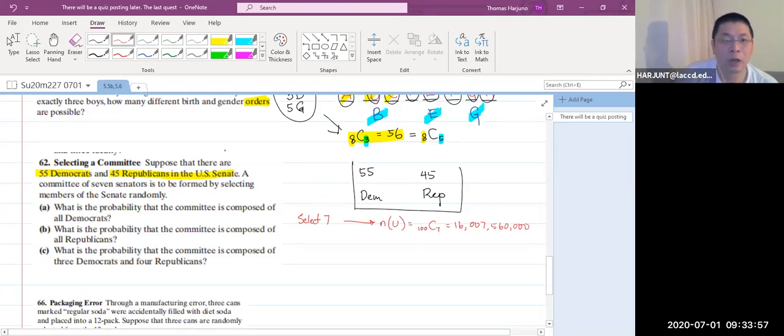Now, let's see part A. What is the probability that the committee is composed of all Democrats? So the probability of these 7 people being all Democrats.